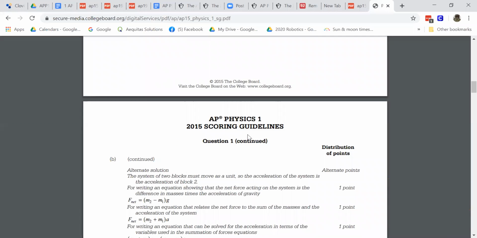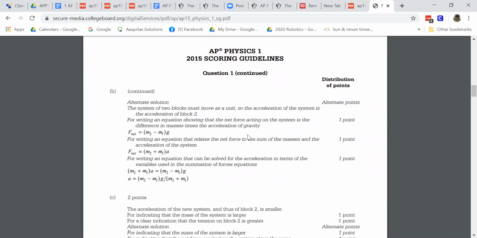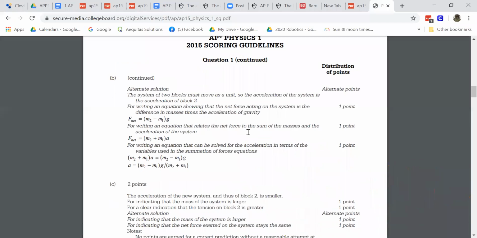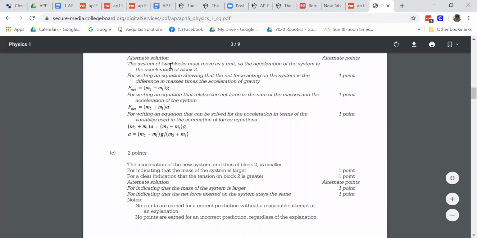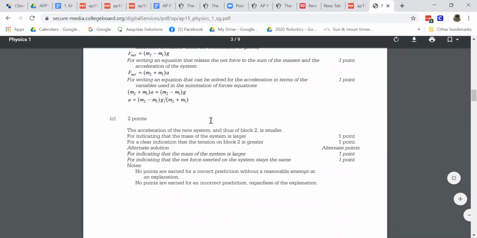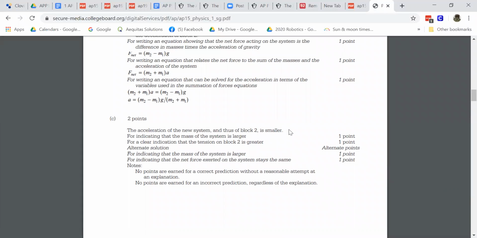And then this one, let's see. Oh, these are just alternate solutions. The system of two blocks must use it. So the acceleration of the system is the acceleration of block 2. Right, so here they're kind of doing my shortcut method, figuring out the acceleration of the entire system. So I did show you how to do that. Now, the acceleration of the new system, and thus block 2, is smaller. For indicating the mass of the system is larger, you get a point. For a clear indication the tension on block 2 is greater.